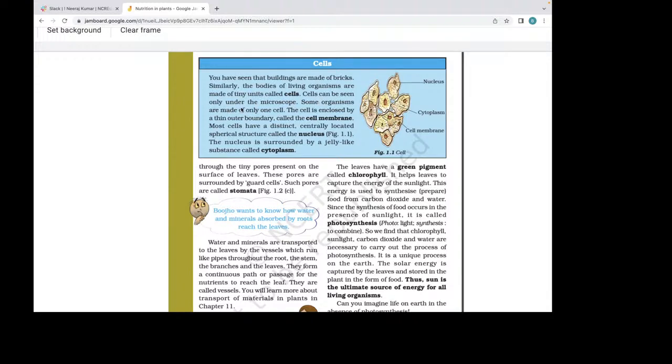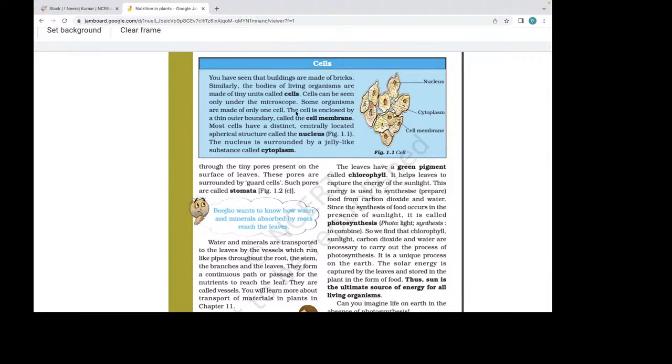Cells can be seen only under the microscope. We cannot see cells by our naked eyes. We can just see them through a microscope. Some organisms are made of only one cell. Although our body has millions and billions of cells, there are some organisms which are made up of only one cell.